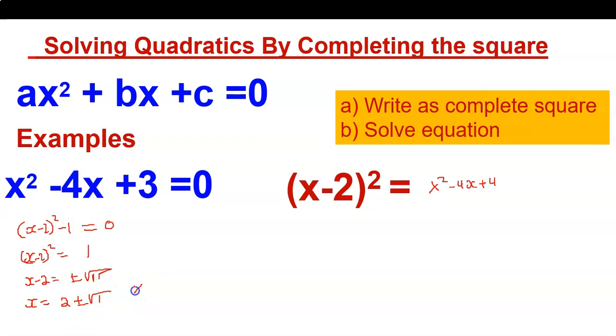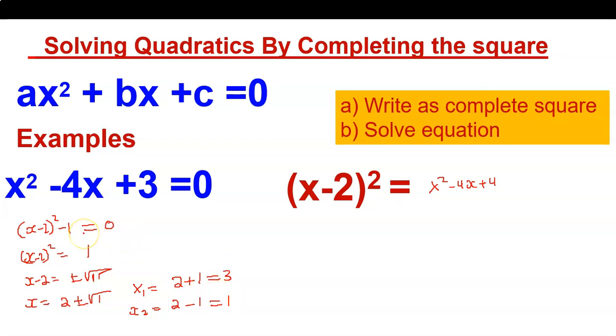And because we got plus or minus, we know it generates two answers. That gives you 2 plus the square root of 1, which is 1, and that gives you 3. The second x is when we use the minus sign. So 2 minus 1, and that gives you 1. These are the two solutions.